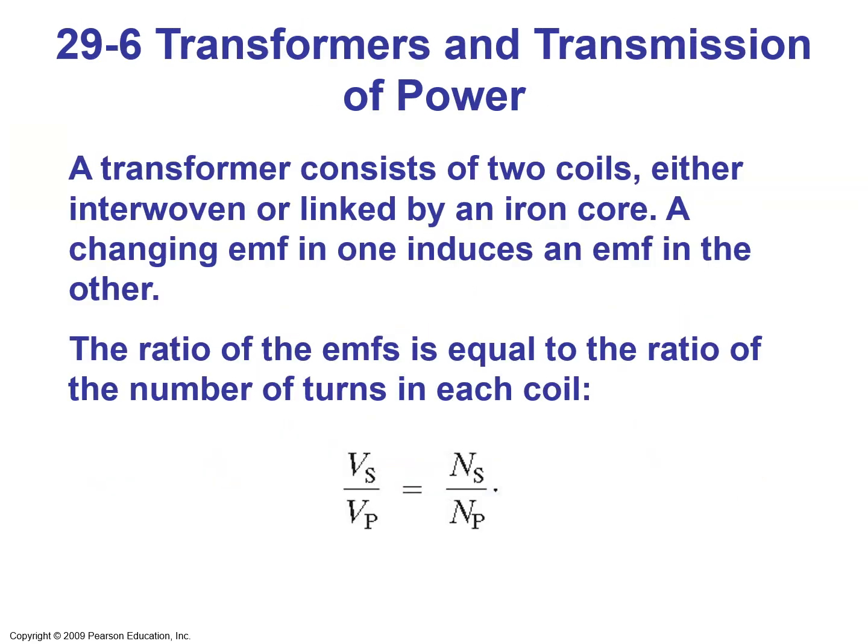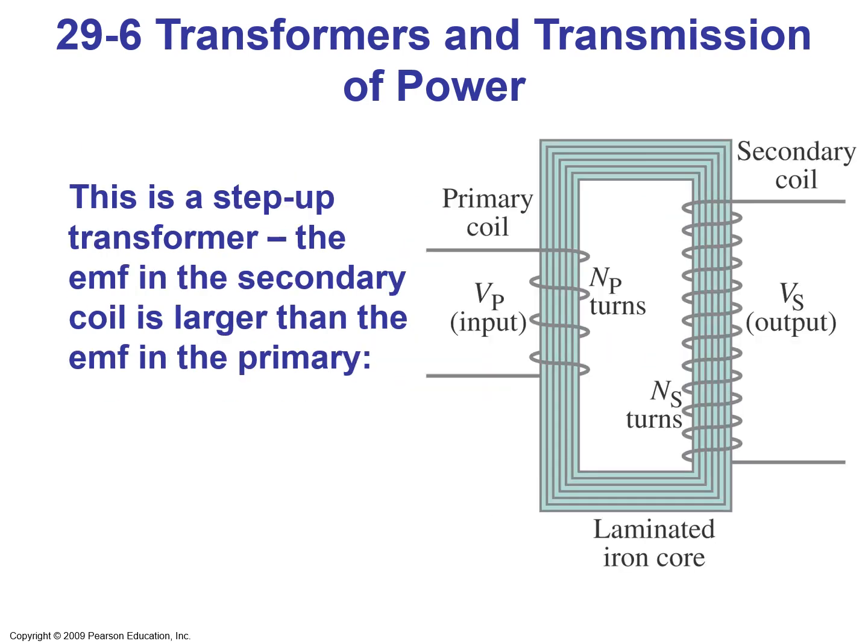Section 6. Transformers and transmission of power. A transformer consists of two coils, either interwoven or linked by an iron core. A changing EMF in one induces an EMF in the other. The ratio of the EMFs is equal to the ratio of the number of turns in each coil. So Vs over Vp is equal to Ns over Np. This is a step-up transformer. The EMF in the secondary coil is larger than the EMF in the primary.